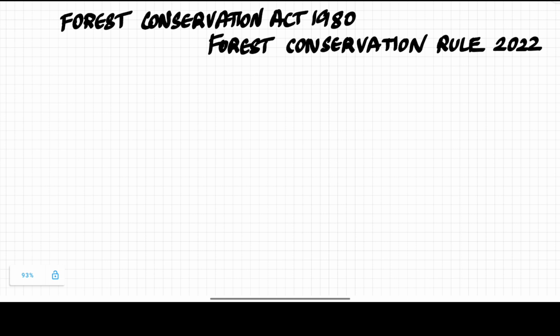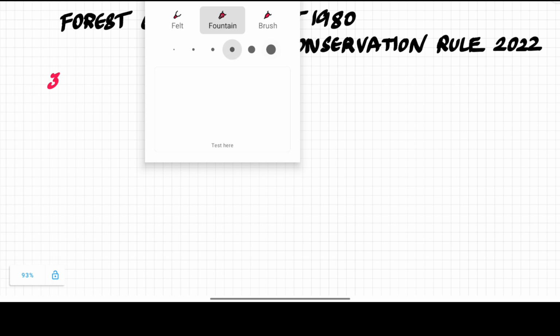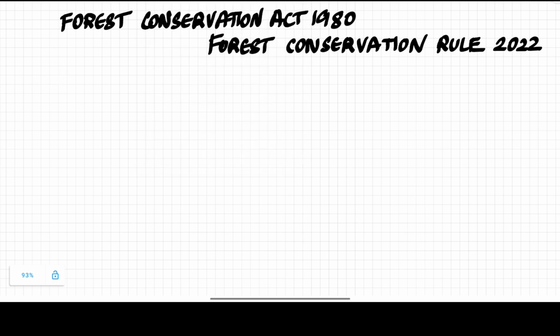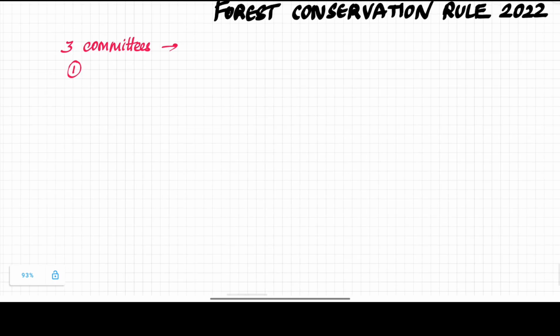We have a 3-member committee, or a 3-level committee. The first one is at the central government or national level: the Regional Empowered Committee. At the central government level, it has to meet 2 times a month.